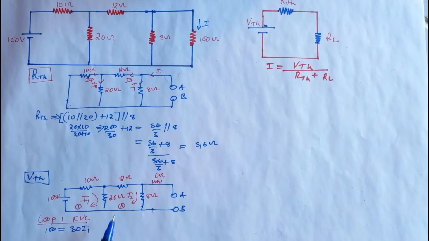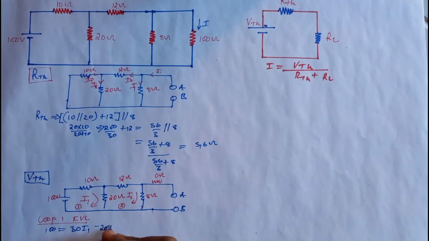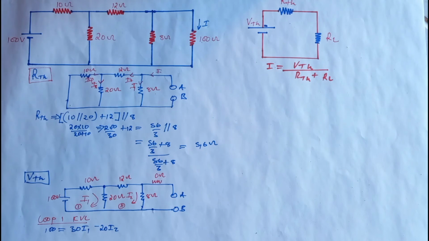Okay, but we have the 20 ohm resistor which is sharing current. It is also found in loop 2, so I'm going to say minus 20 I2. If you are not familiar with mesh analysis, you can check my video which explains how to use mesh analysis. I think it is going to be easy. So that is equation number 1.